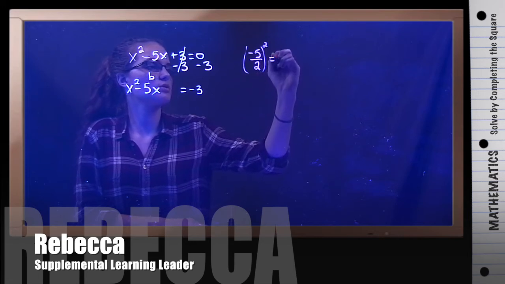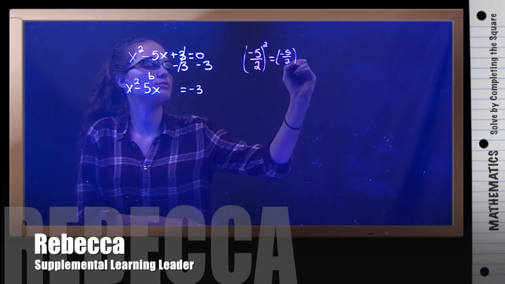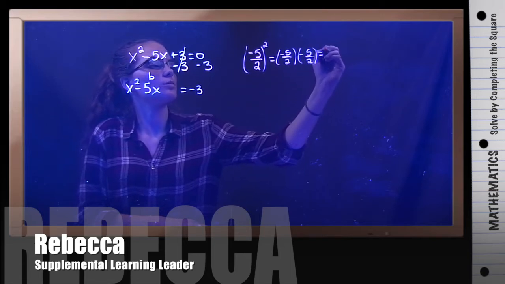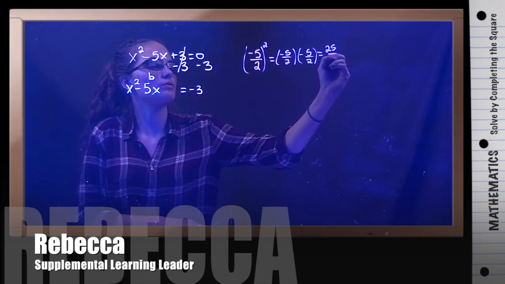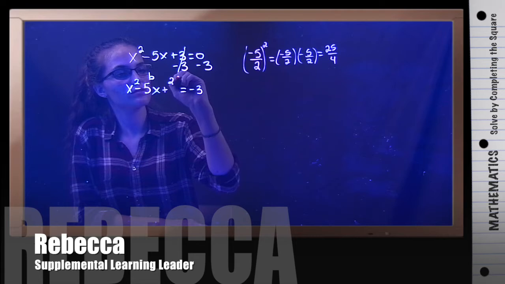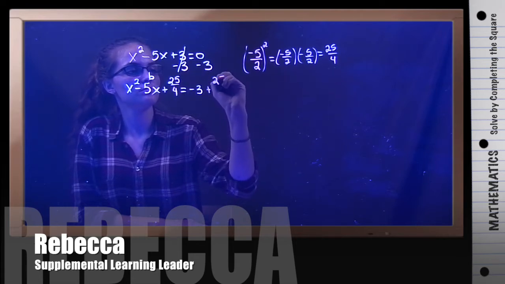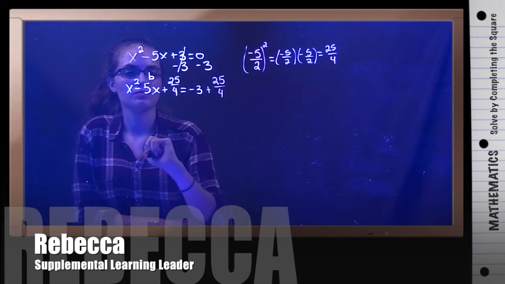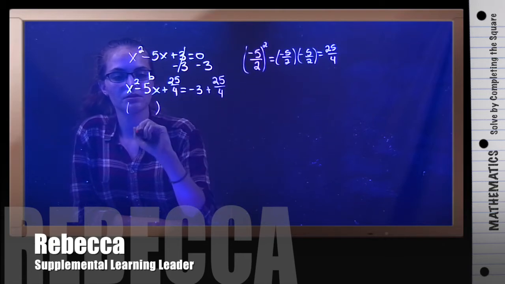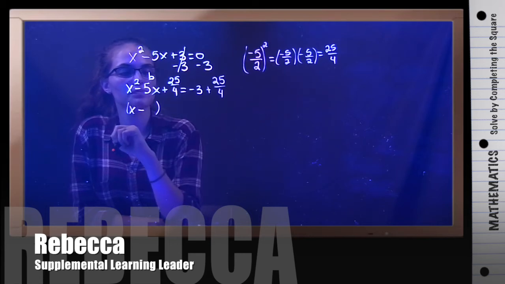Now, to do that, you can just think of that as negative 5 over 2 times negative 5 over 2, and that will give you positive 25 over 4. Now you have to add that to both sides to keep the balance. And now we can factor this. And that's going to be x, and these are going to be negative signs.